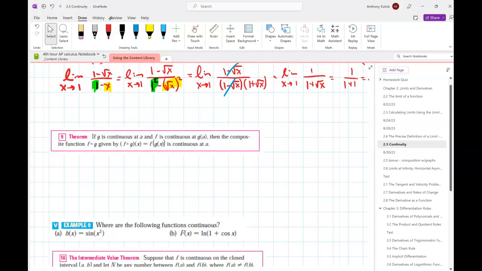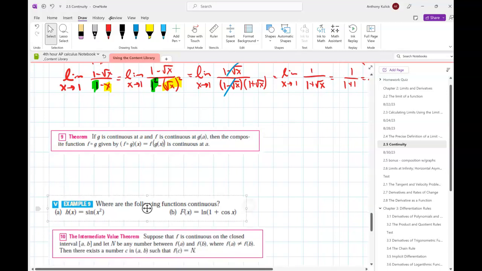So what this tells you is that a continuous function composed with another continuous function is continuous somewhere, right? As long as the range of the inner function matches up with the domain of the outer function, whatever that intersection is, that'll be where the function is continuous. If there's no intersection, then it's undefined.